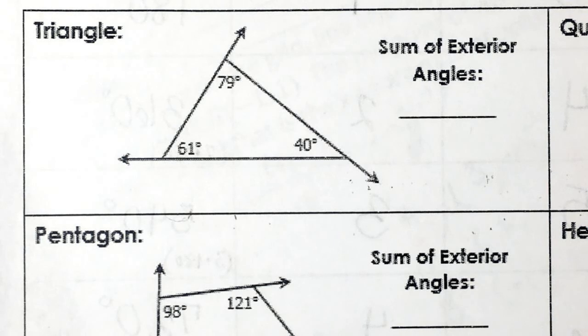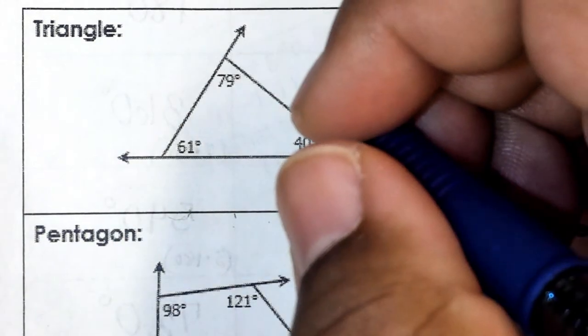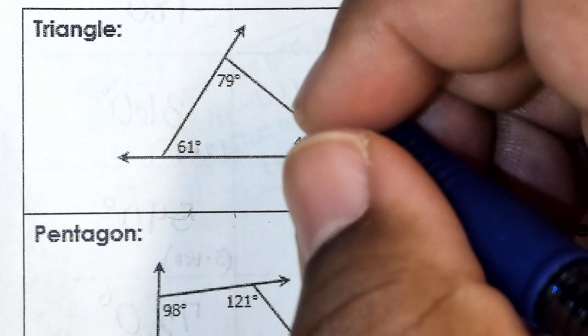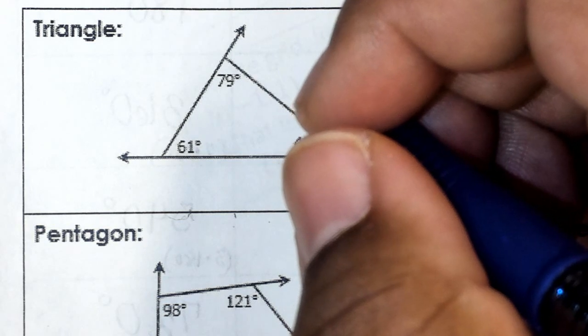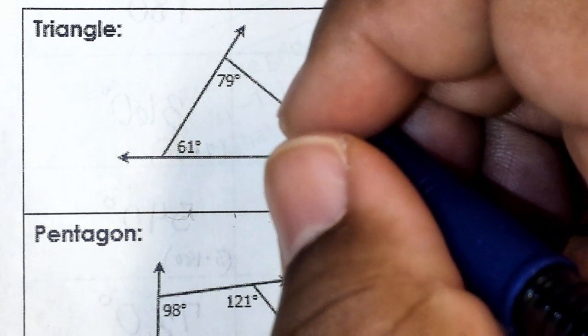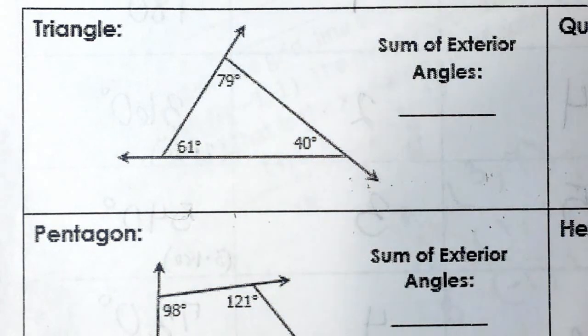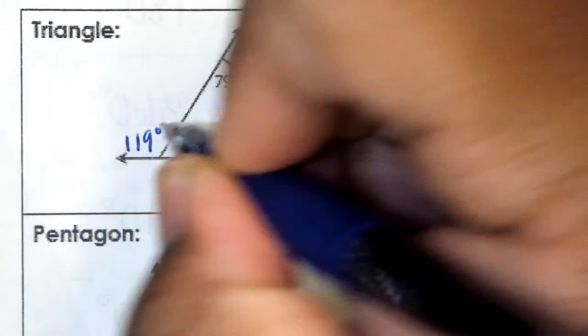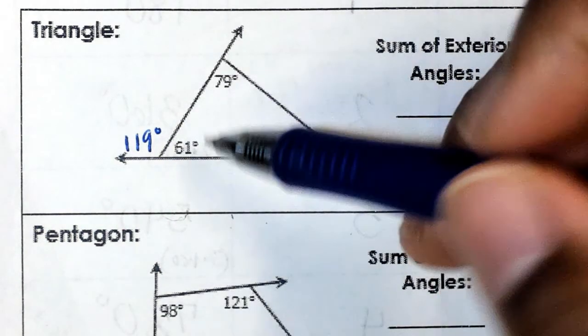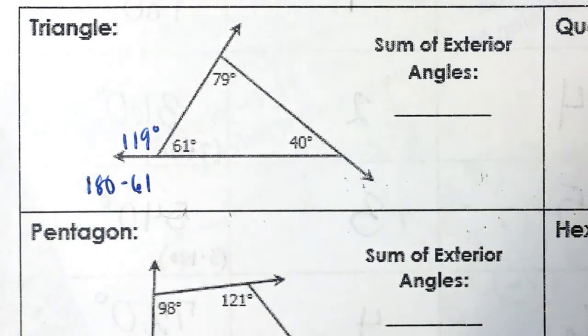You got it already? 139? Oh my goodness. I said, nah, calculate that again. I'll calculate one more time. I know what it is, that ain't it. 119. This angle right here is 119 degrees. Y'all should know what we did. If y'all need me to show you the math, 180 minus 61.